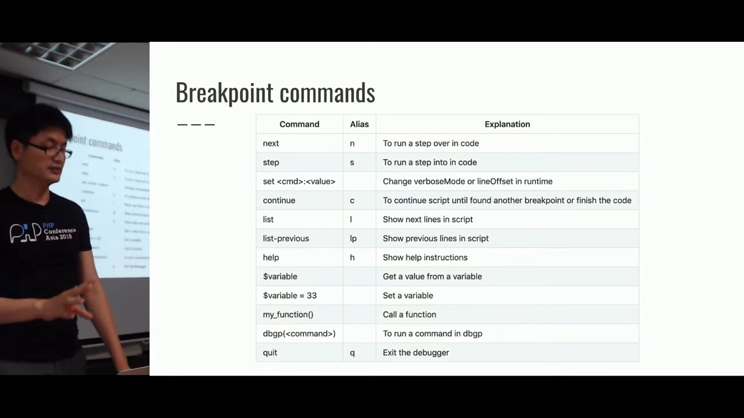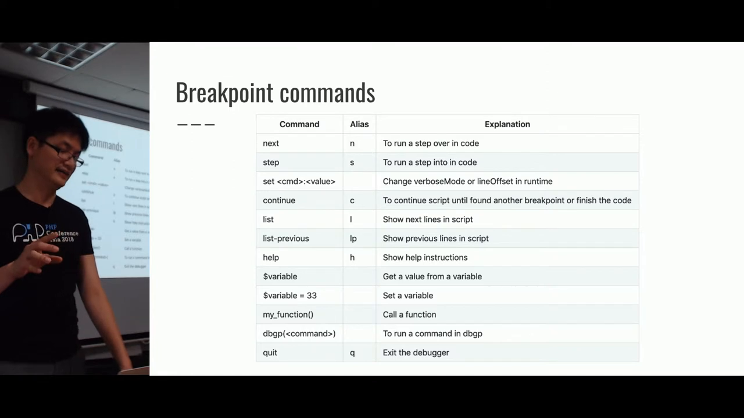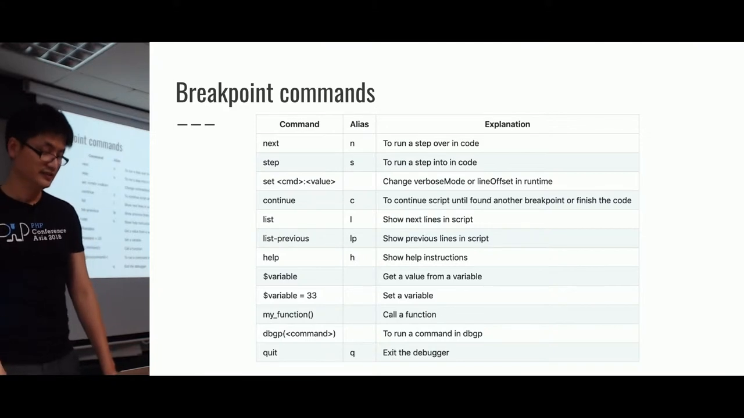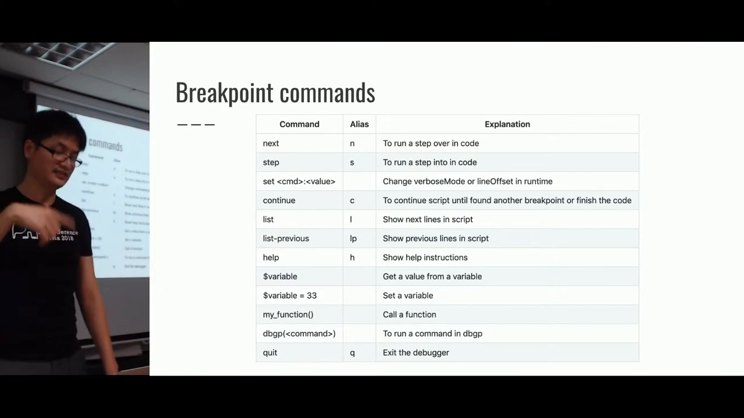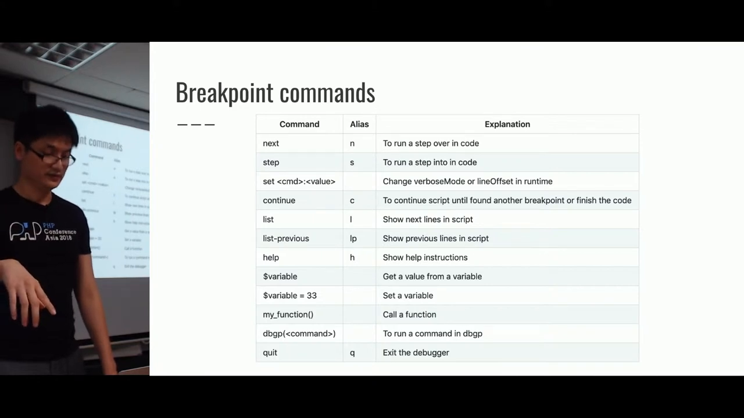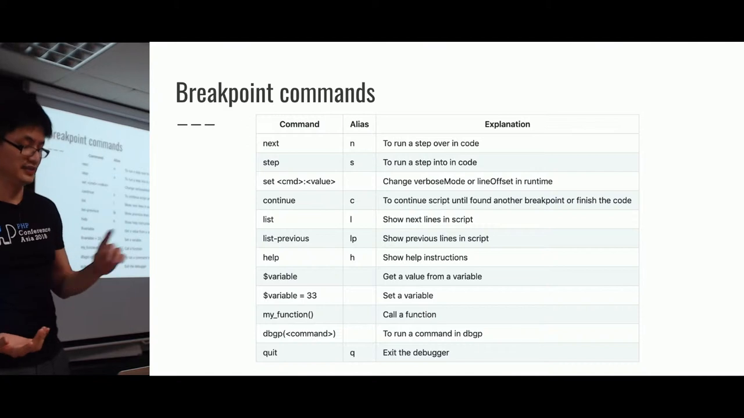These are some of the very common breakpoints. For me, I commonly use N and S. That is to go to the next line and then you step in to the code and see what's going on. Then on top of that, you can actually set the variable as what you want and see does it work. So of course, after all these things you've done debugging, you can actually press Q to quit.